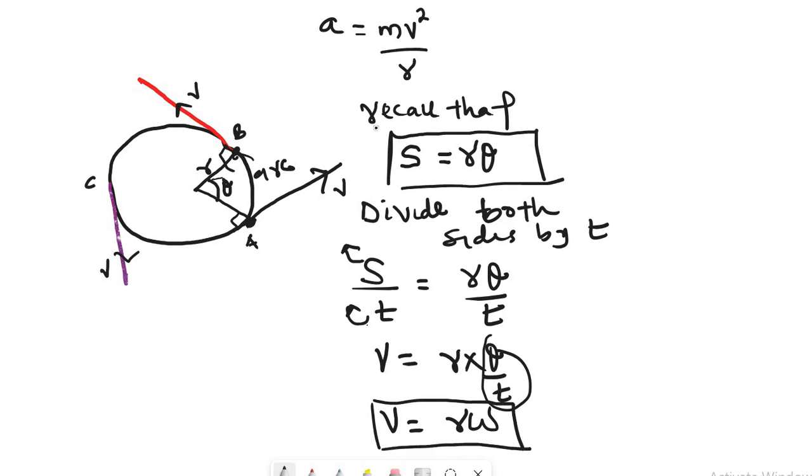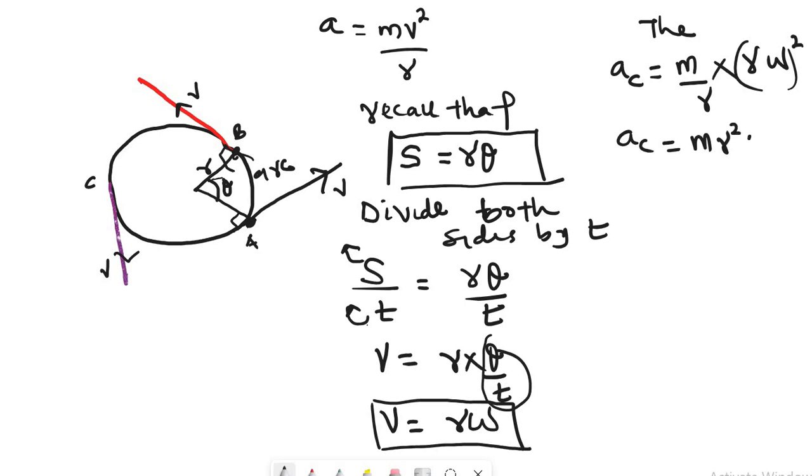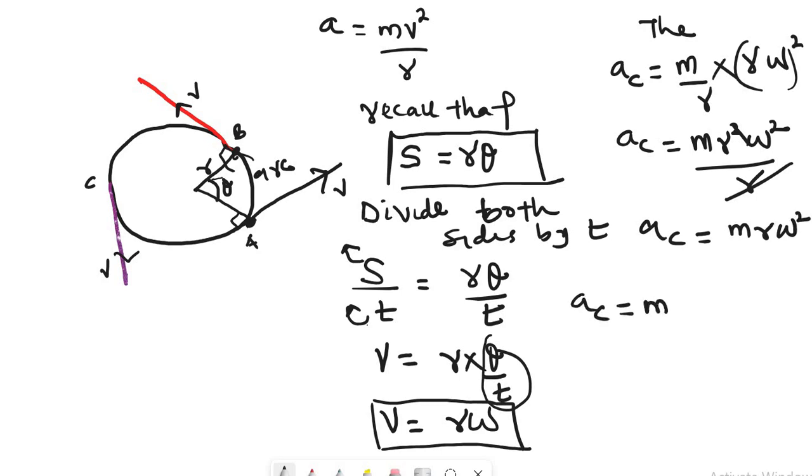If velocity is this, then centripetal acceleration can also be written as m over r multiplied by v squared, where v is r omega. Remember there's the square there. So centripetal acceleration can be m r squared omega squared divided by r. So the radius cancels, and centripetal acceleration can also be m r omega squared. So the formula for centripetal acceleration, based on the parameters given in the question, can be mv squared over r or m r omega squared.